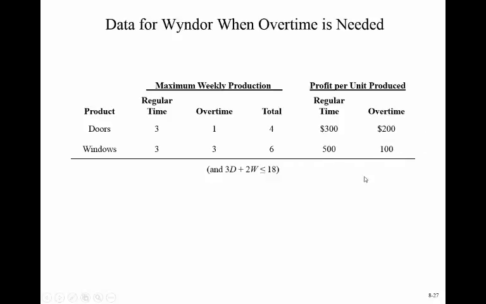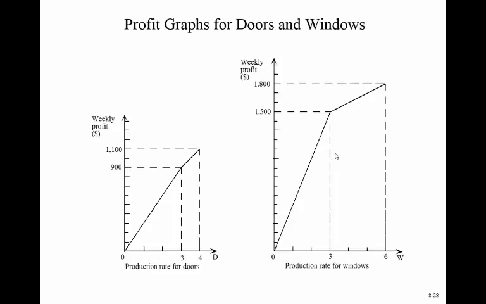However, on the right side, we now have the profitability for each unit depending on whether it was constructed on regular time or overtime. As you can see, in both cases the profit per unit decreases somewhat for doors as you go from regular time to overtime, but you'll notice there's a big drop-off in the profit per unit as you go from regular time to overtime for windows. So that's the data that's been added to the formulation, and this is what it looks like.